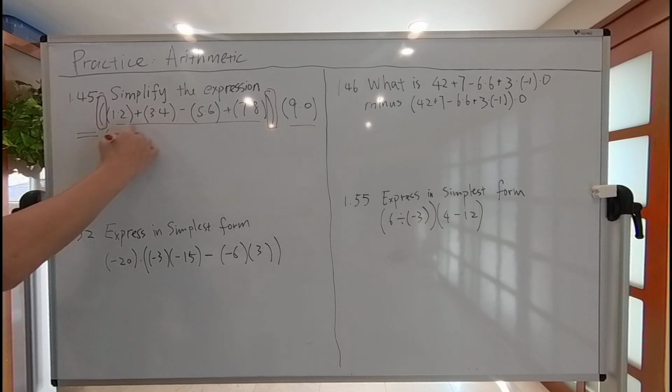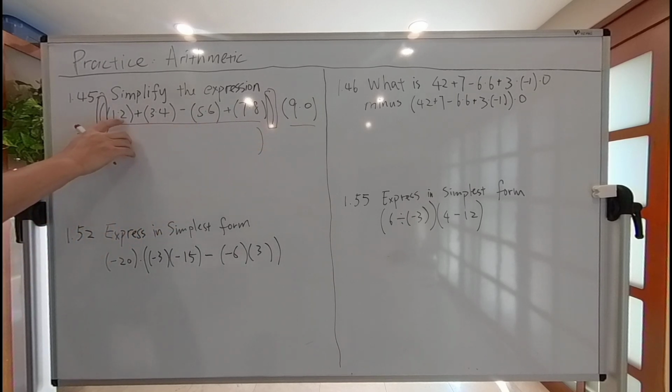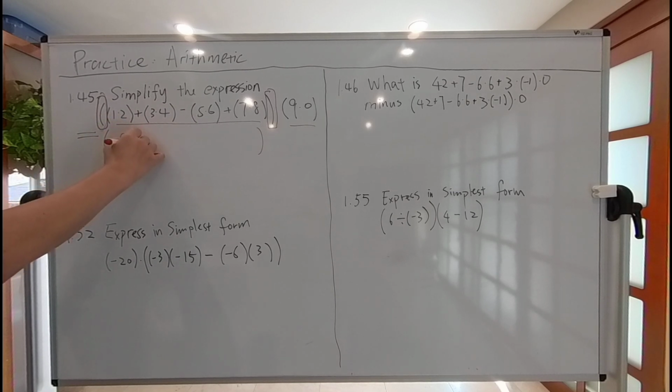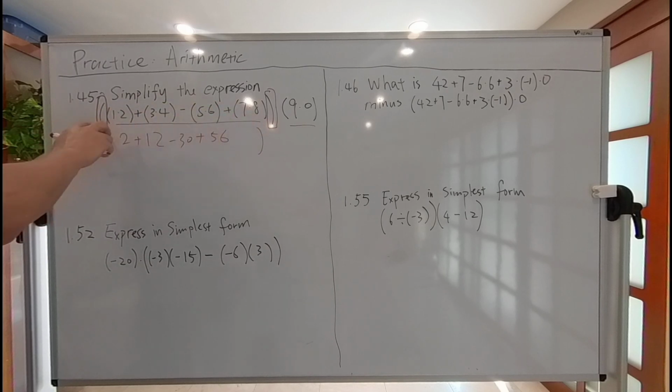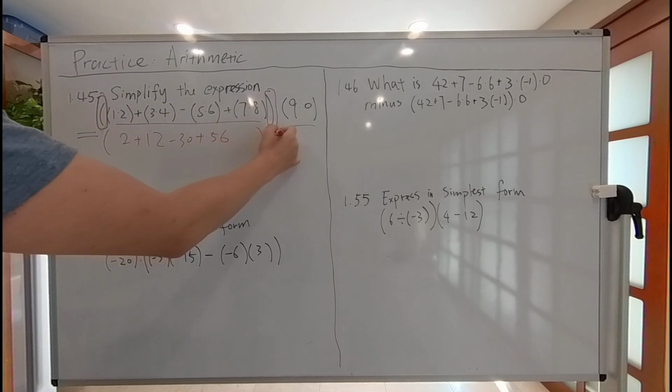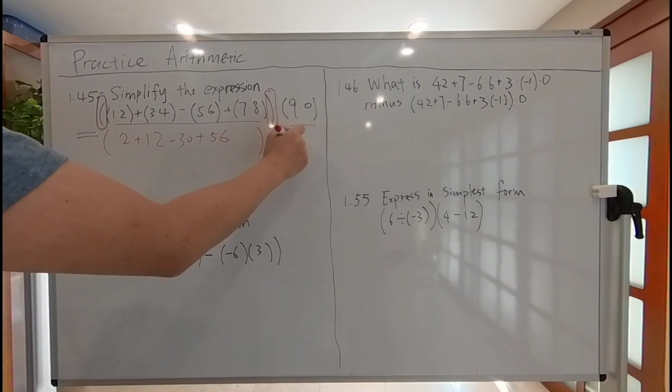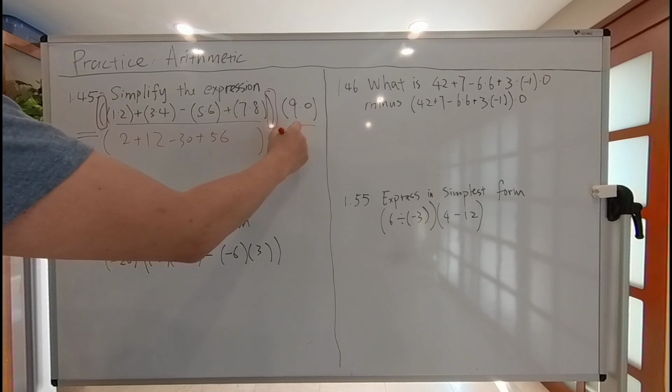I'm going to keep the same large brackets, but let's do the multiplications inside the smaller brackets. So here 1 times 2 is 2, plus 2 times 4 is 12, minus 30, plus 56, right? So this is within the larger brackets. Also the second brackets, you have 9 times 0, which is 0.